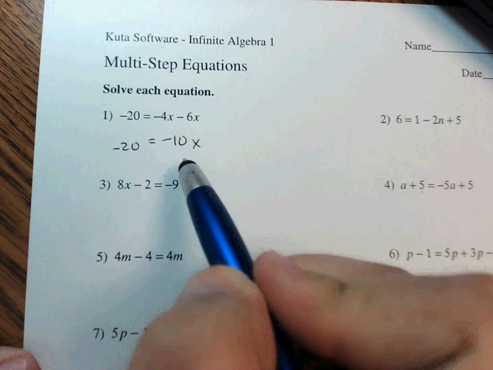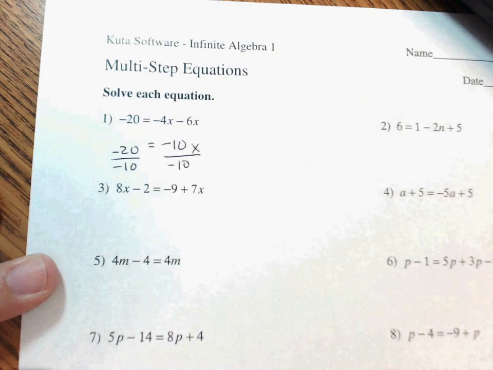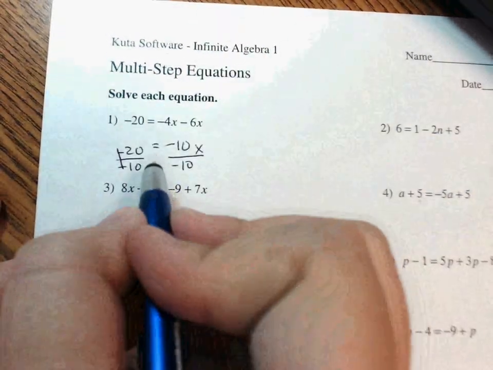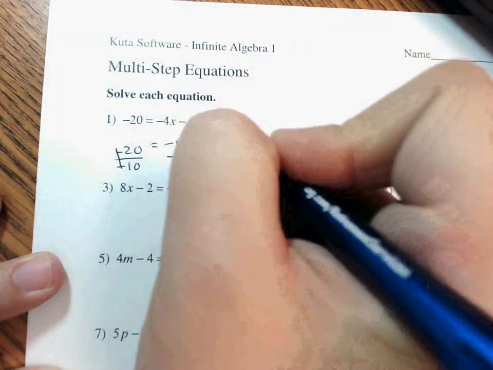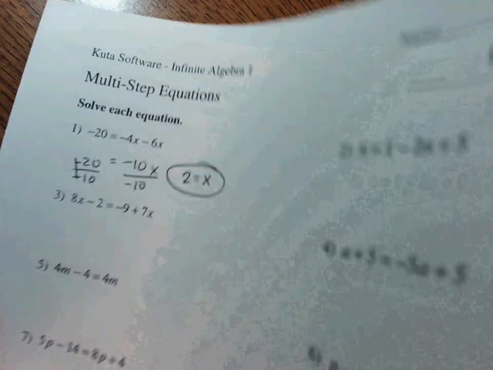And then you're going to treat it just like we did a one-step equation. If negative 10 is beside, we divide. Negative divided by negative is a positive. 20 divided by 10 gives me 2. Okay, awesome.